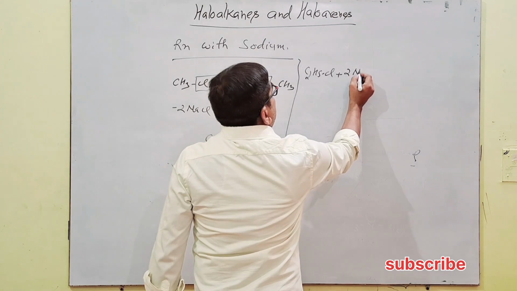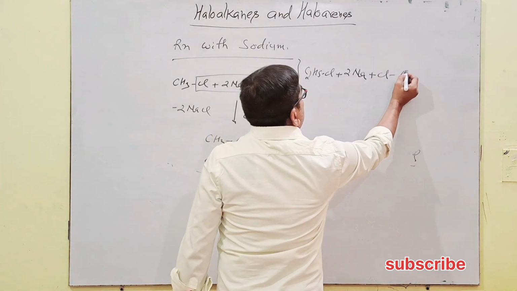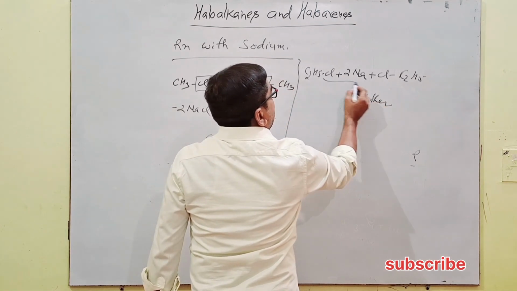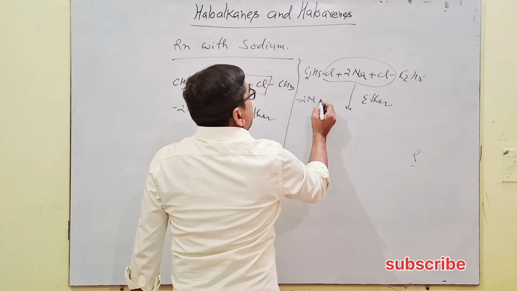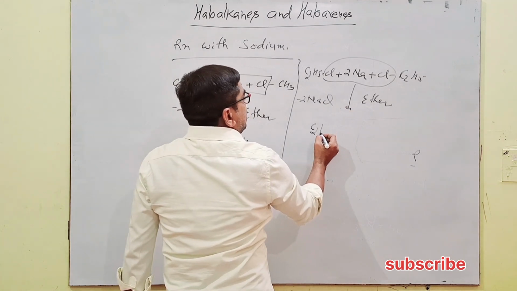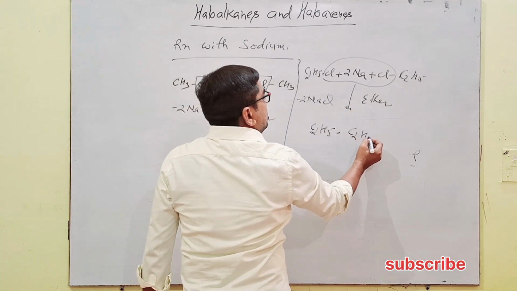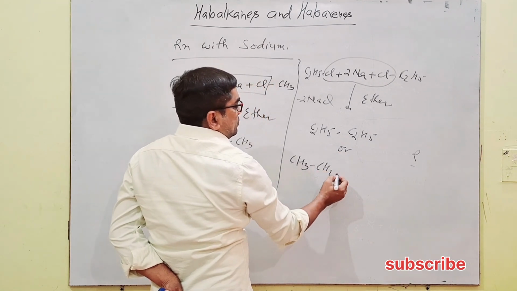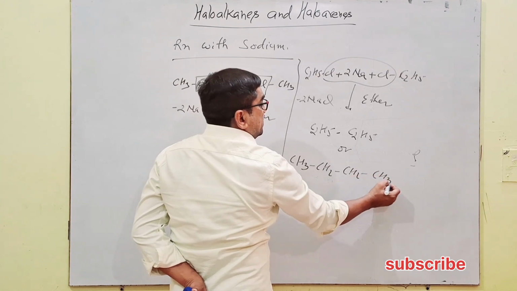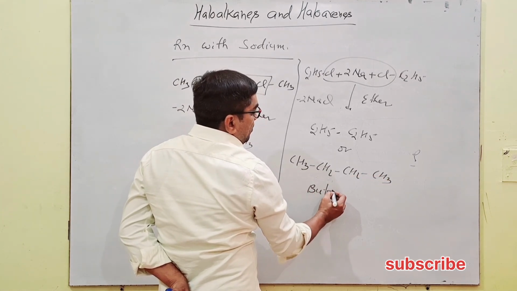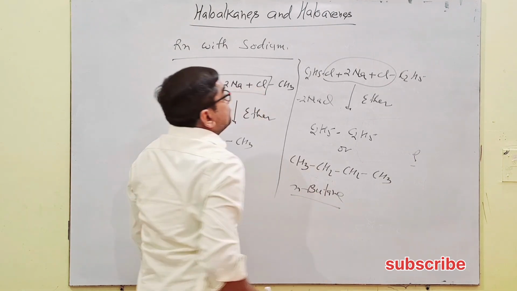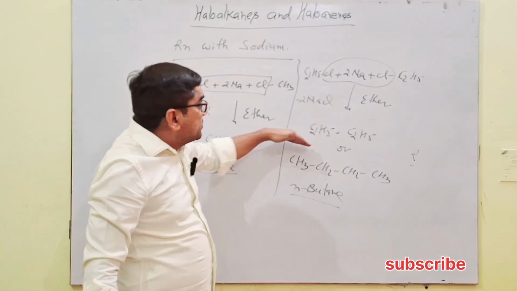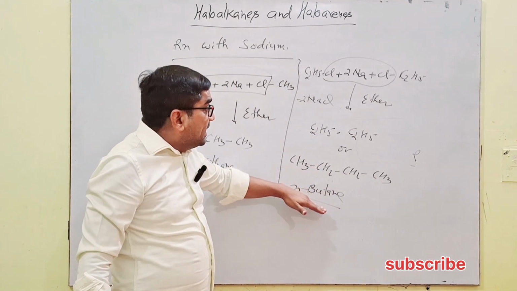Taking the next one, C2H5Cl under Wurtz reaction reacts with sodium metal in ether medium. Again NaCl is eliminated with formation of C2H5 single bond C2H5, or we can write CH3CH2CH2CH3, butane, normal butane. So 2-carbon alkyl halides under Wurtz reaction give 4-carbon alkanes.